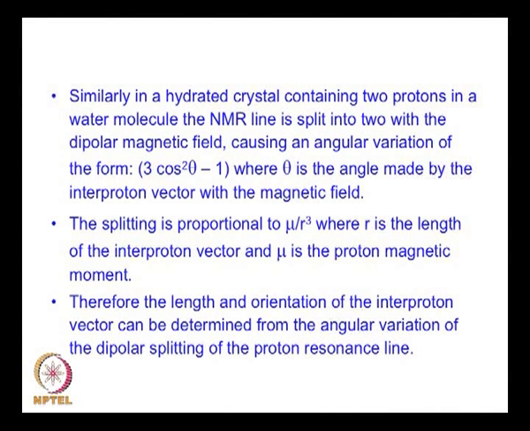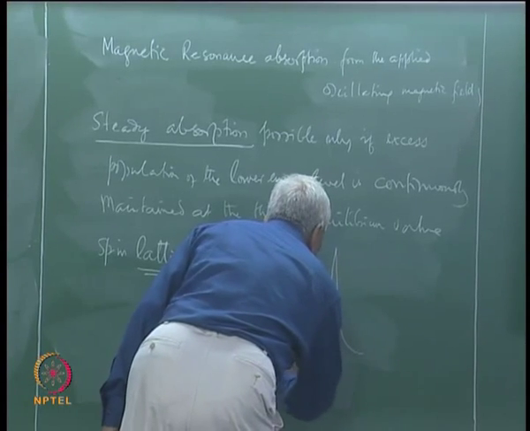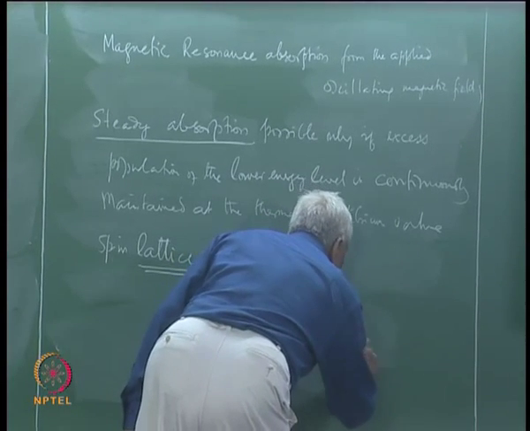Similarly, another similar situation occurs in the case of a hydrated crystal. Now, in a hydrated crystal you have water molecules, so you have 2 protons in a water molecule. Because there is an interaction between these 2 protons, there is a dipole-dipole interaction which causes the NMR line to split into 2, whereas normally you expect a single resonance peak like this. This splits into 2.